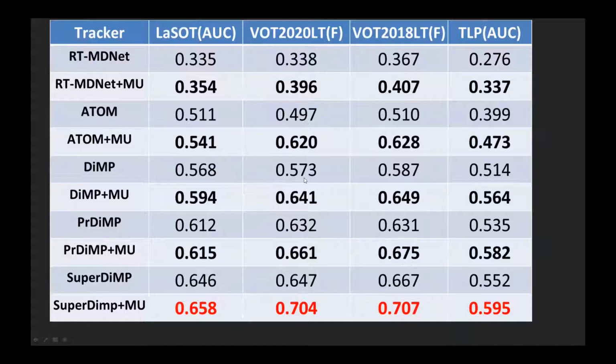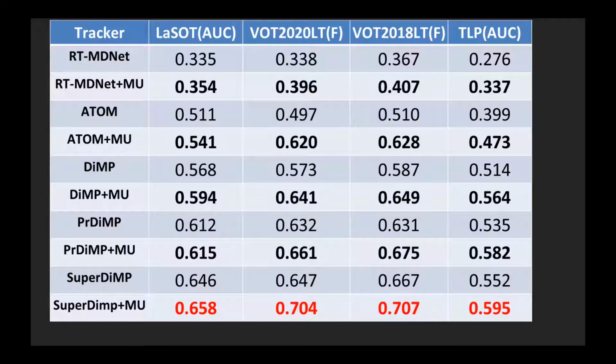In order to further prove this point, we combine metadata with many recent excellent short-term online update trackers, such as real-time MDNet, Atom, DiMP, PrDiMP, Super DiMP. And we found that the performance has improved in all datasets, especially in the VOT long-term dataset and the TLP dataset. It is worth mentioning that if we combine Super DiMP with our metadata, it can achieve the best result.